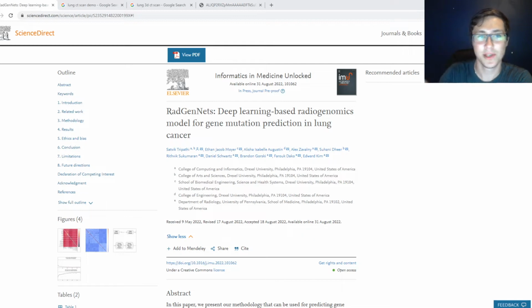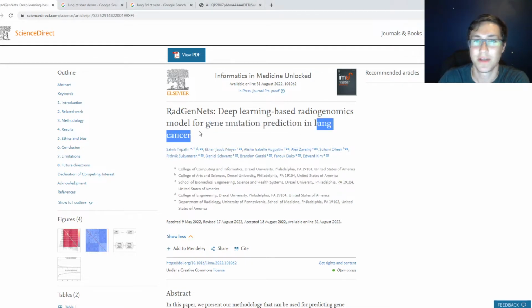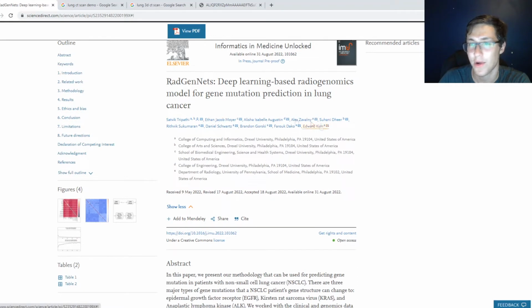Here is my first published machine learning research paper. In this project, we looked at gene mutation prediction in lung cancer with different types of multimodal machine learning approaches for radiogenomics. And I co-authored this paper right here.